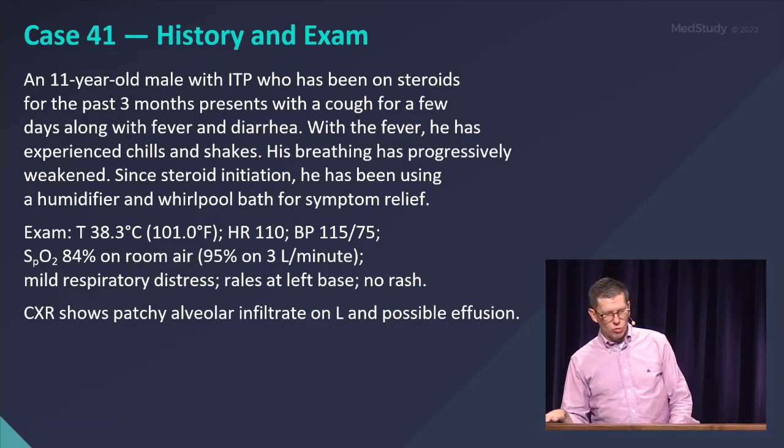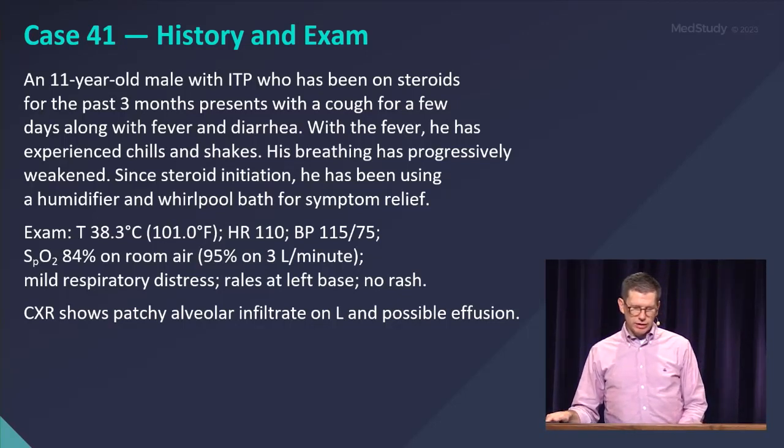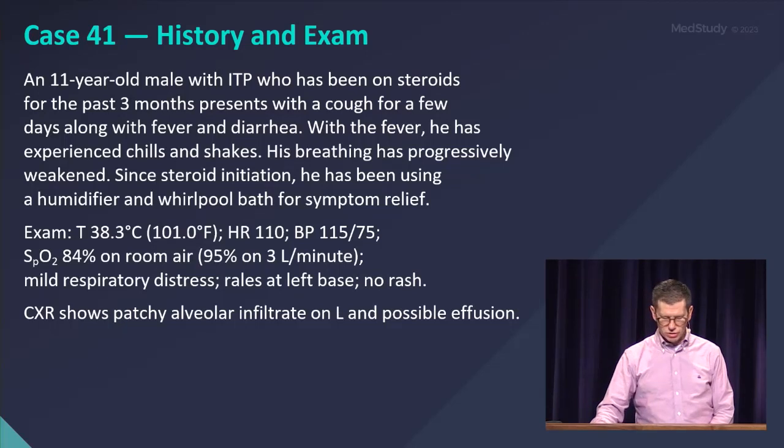Exam shows a temperature of 101, heart rate 110, blood pressure 115 over 75, and an SpO2 of 84% on room air that would improve to 95% with 3 liters per minute. He has mild respiratory distress and rales at the left base, but no rash. A chest x-ray shows patchy alveolar infiltrates on the left and a possible effusion.